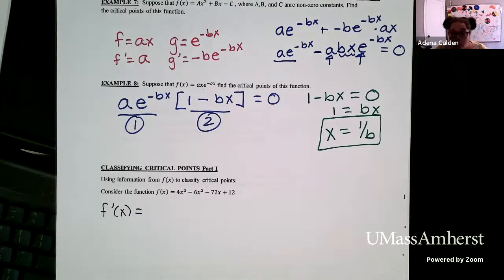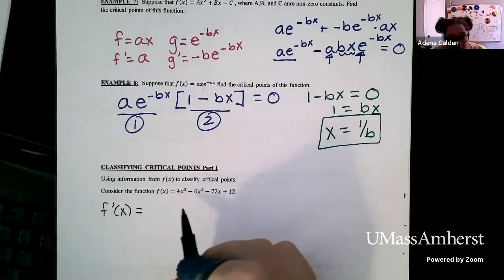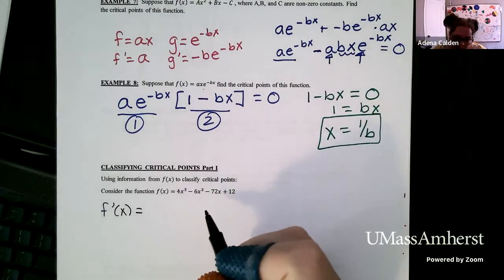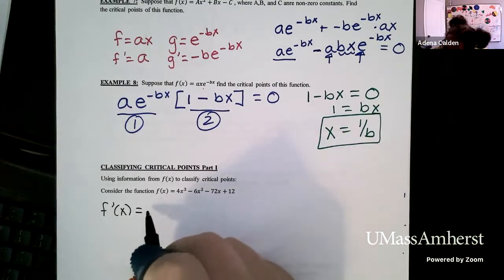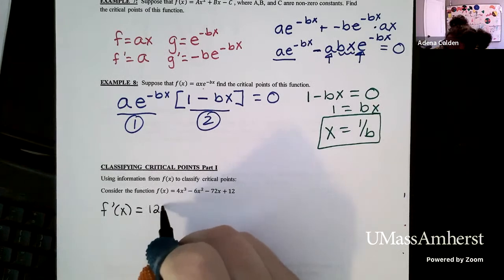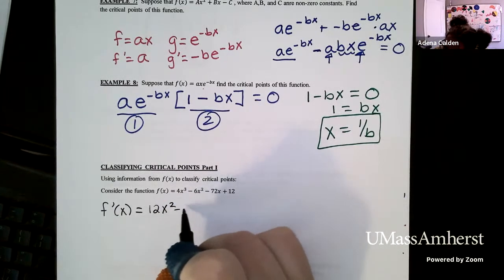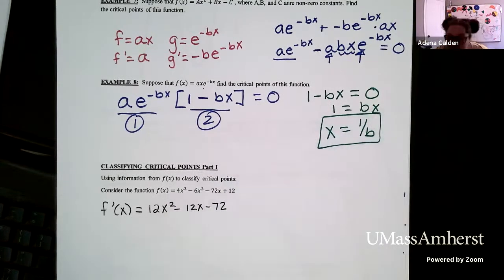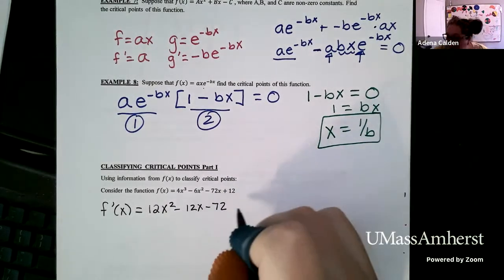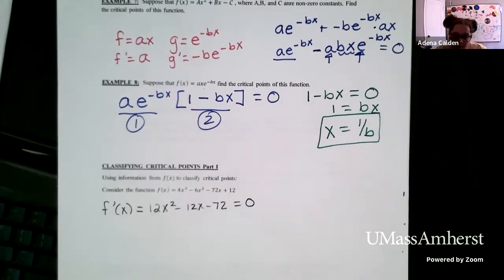Okay, so whenever we are trying to identify local maximums and local minimums, the first step is always to find the critical points. So we are always looking at the first derivative and when it equals 0. Here, we can find the first derivative algebraically. When we take the derivative, we get 12x squared minus 12x minus 72. And we want to know, when does that equal 0?